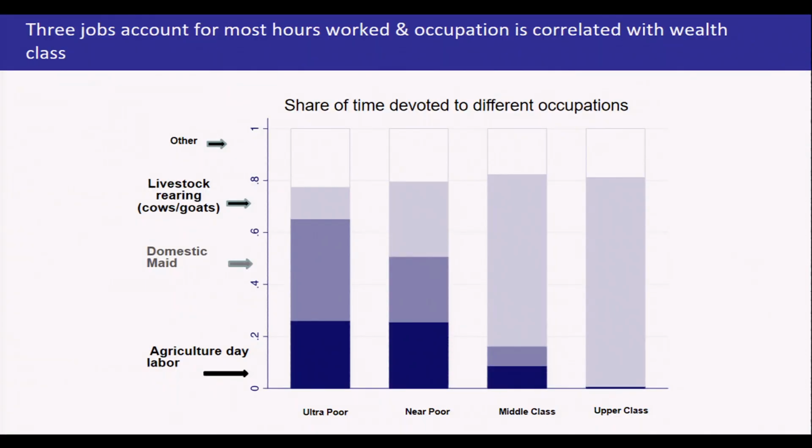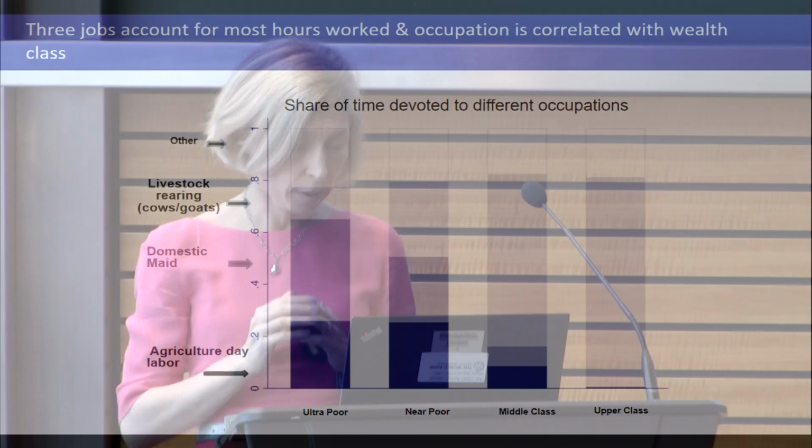these villages. Now, there is a very strong correlation between occupational choice and social class. You would never see an upper-class woman doing any casual labor. To the contrary, the ultra-poor women, who are the beneficiaries of this program, hardly do any livestock rearing. They mostly do agricultural day labor and maid work.